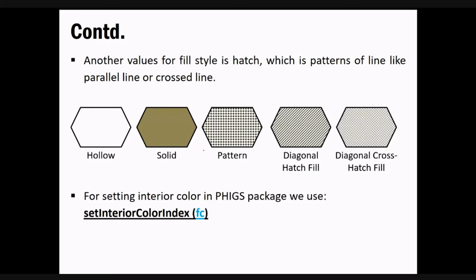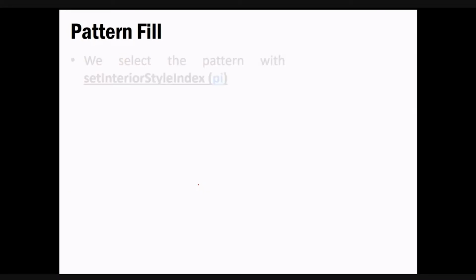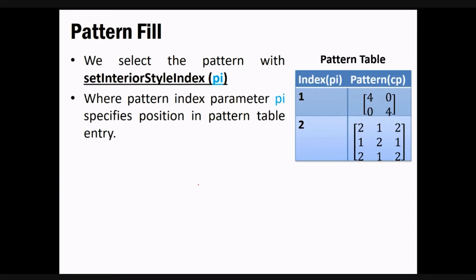For setting interior color in the PHIGS package, we use set interior color index, followed by FC, the fill color, and that is where you have to pass your value, where FC specifies the fill color. Similarly we have one more thing, that is pattern fill. If you choose a pattern, we select the pattern with set interior style index pi.